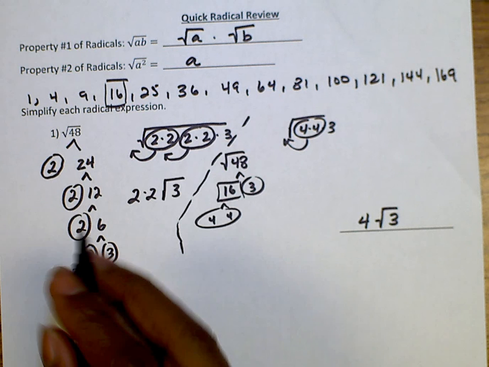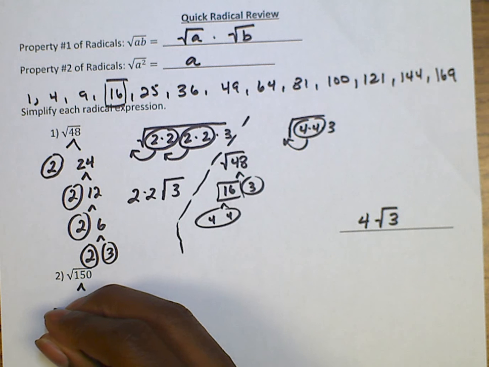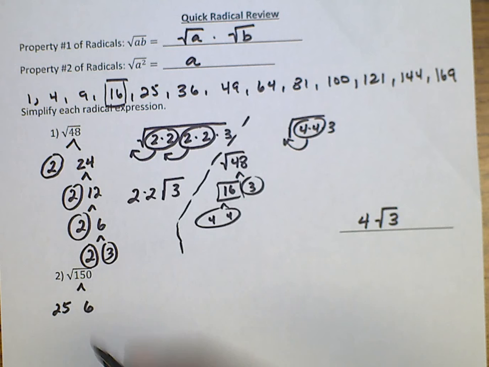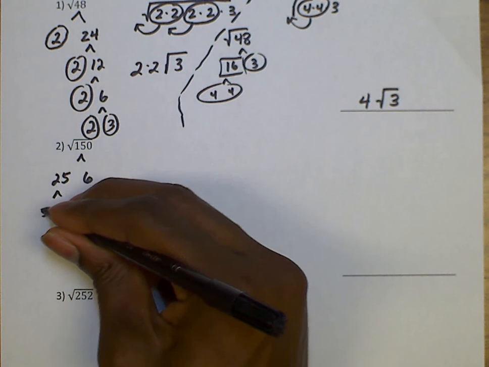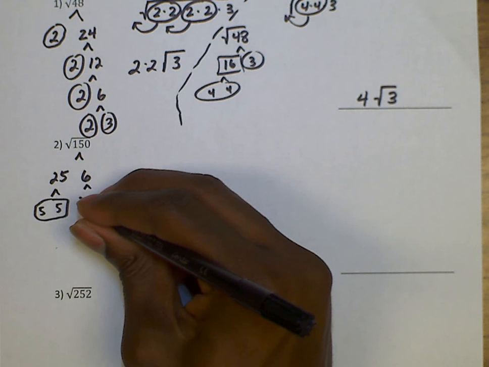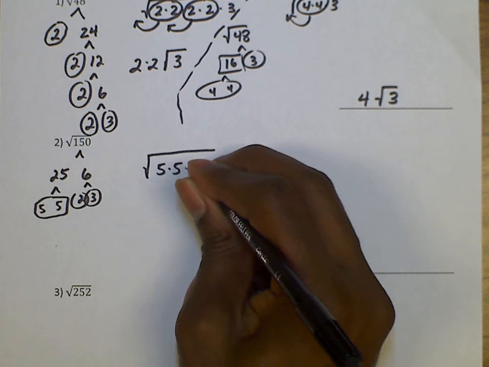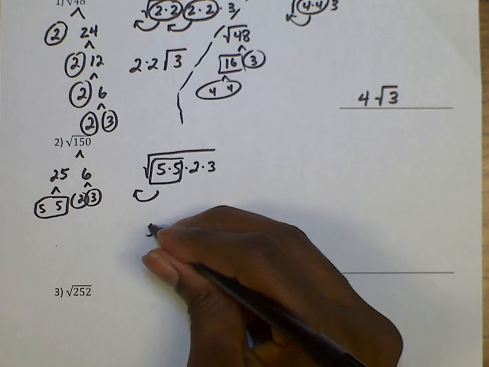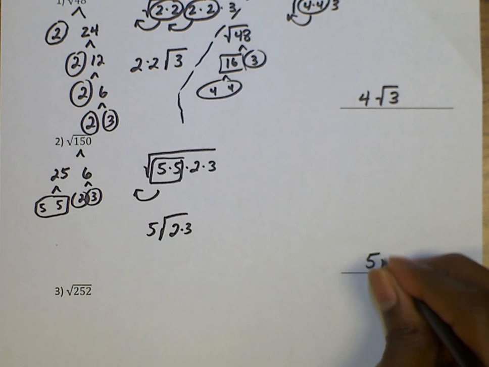Okay, number 2. As I look at number 2, it ends in a 50. I know it should be divisible by 25. So 25 times 6. 25 is one of those perfect squares, 5 and 5. And then 6 breaks down to 2 and 3. So on this step I have 5 times 5 times 2 times 3. These are the things that are inside. I take my pair out. I'm left with 2 times 3 on the inside. So my answer should be 5 radical 6.